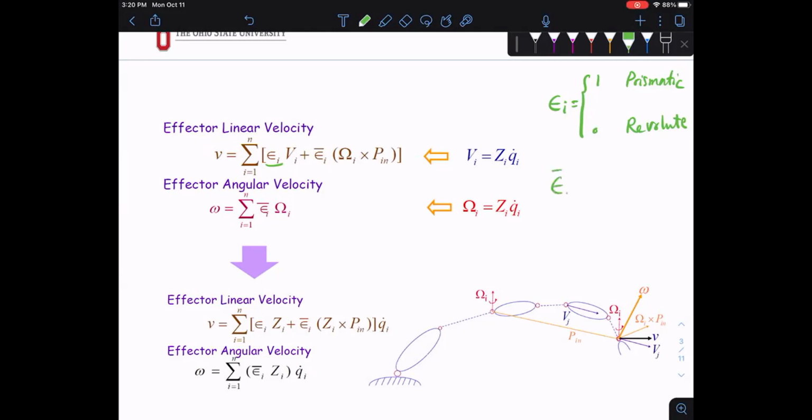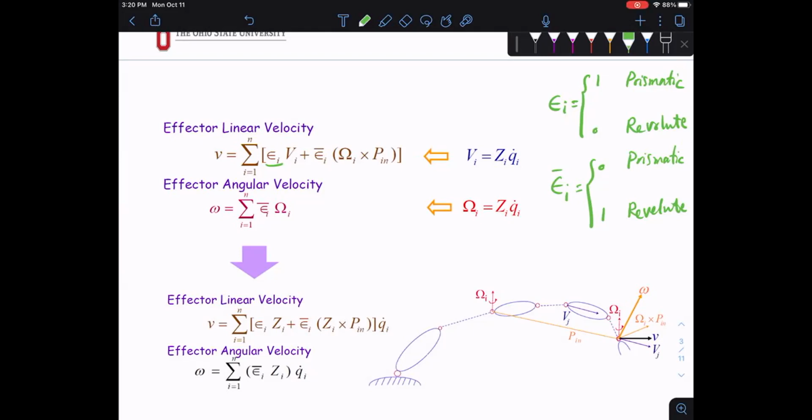Now, what is epsilon hat or epsilon naught? This is a neat way of remembering it. Here, epsilon naught, if you have prismatic, you don't have omega, right? So that becomes 0. And if you have revolute, that becomes 1. So you have the contribution of your revolution.